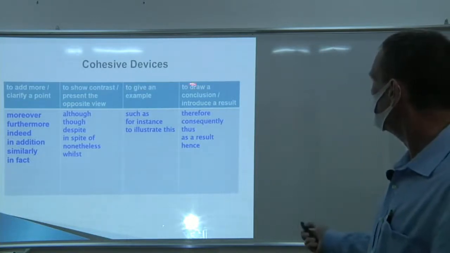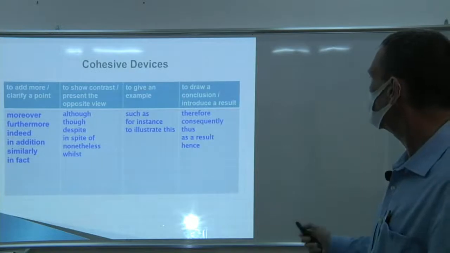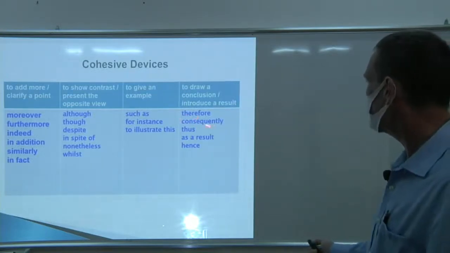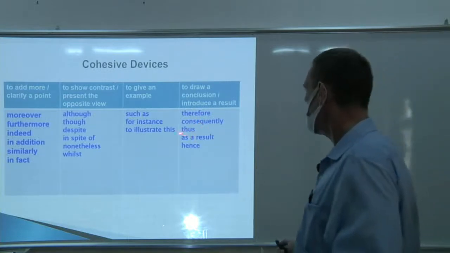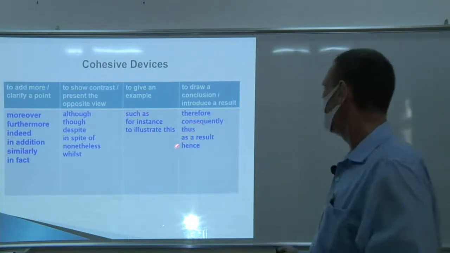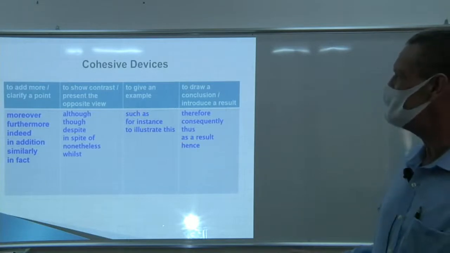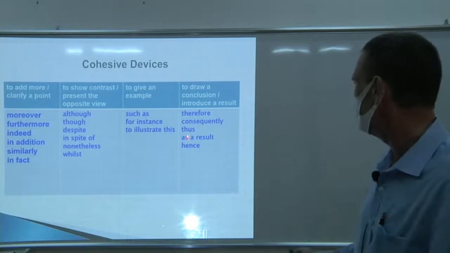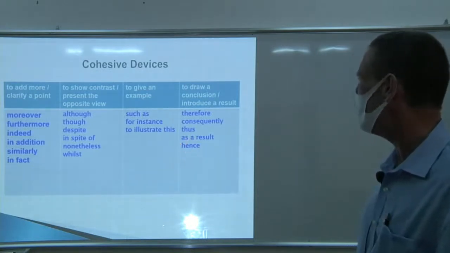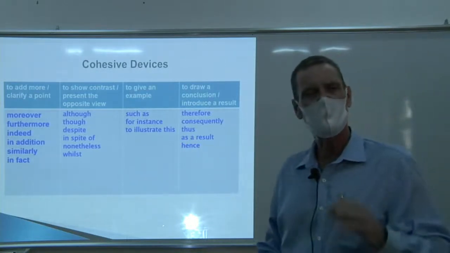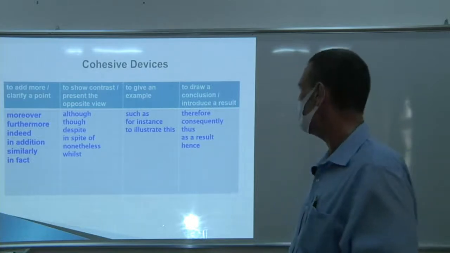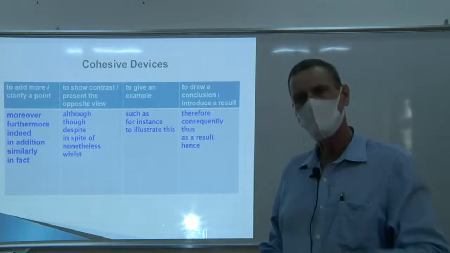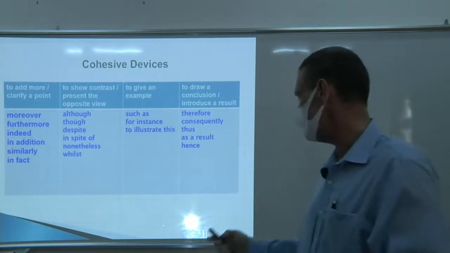And then words to introduce our conclusions or introduce results. Therefore, consequently, thus, as a result, and hence. And I will say some of these words are a little bit formal and very British English, but something for you to look at. I want you to get comfortable with maybe 3 of these from each column so that when you're reviewing and writing your answers, you can put some variety into your tasks.